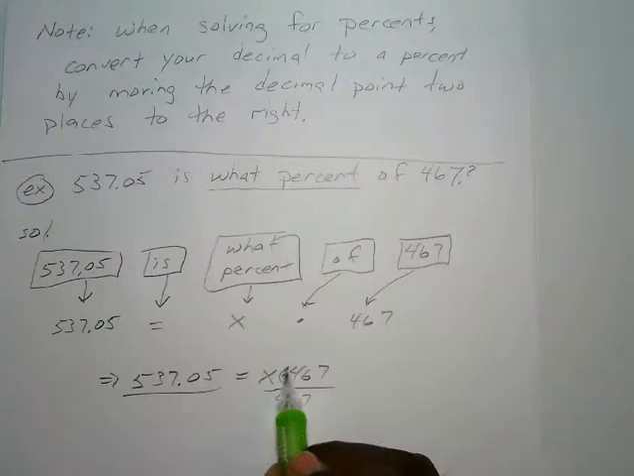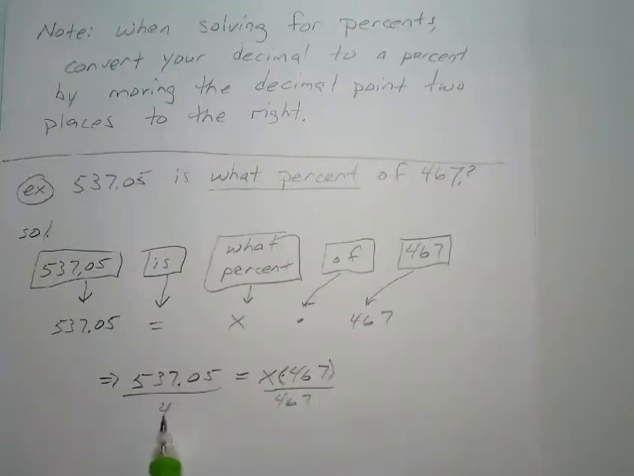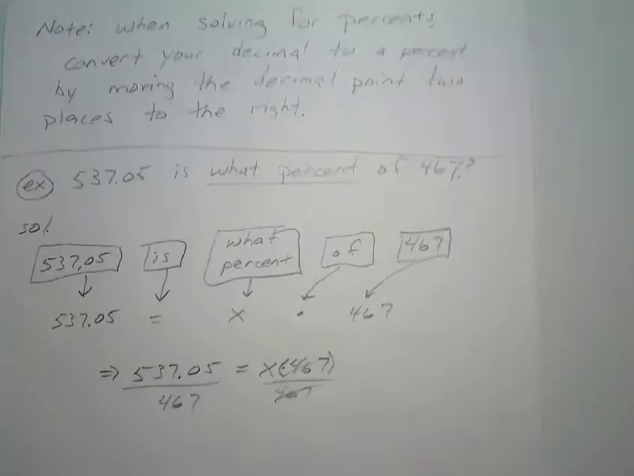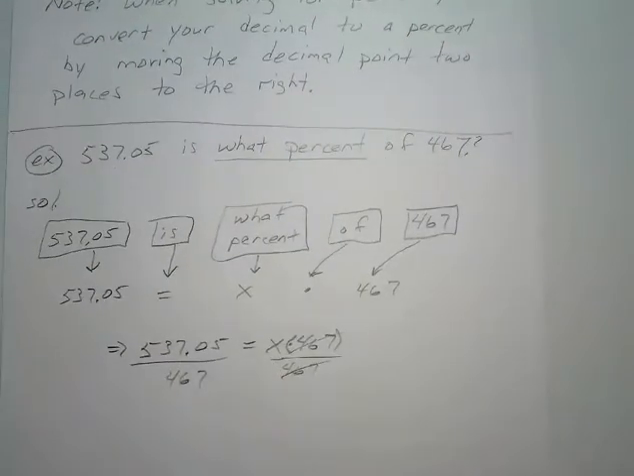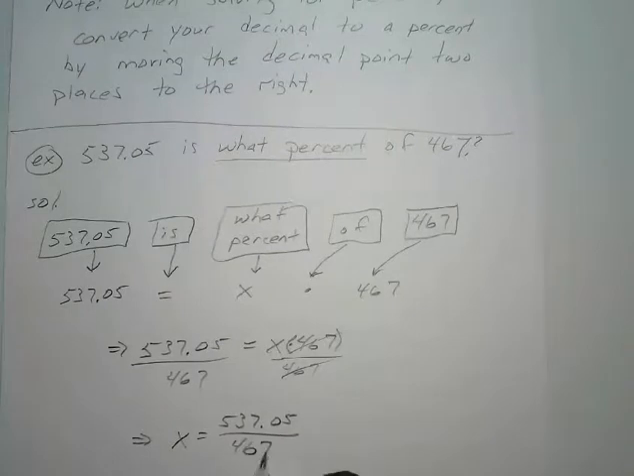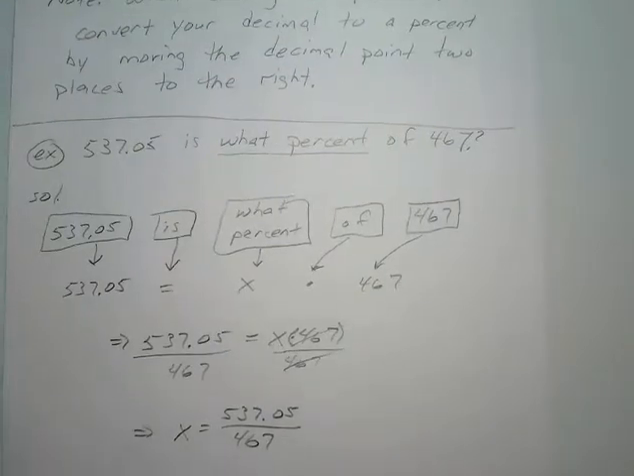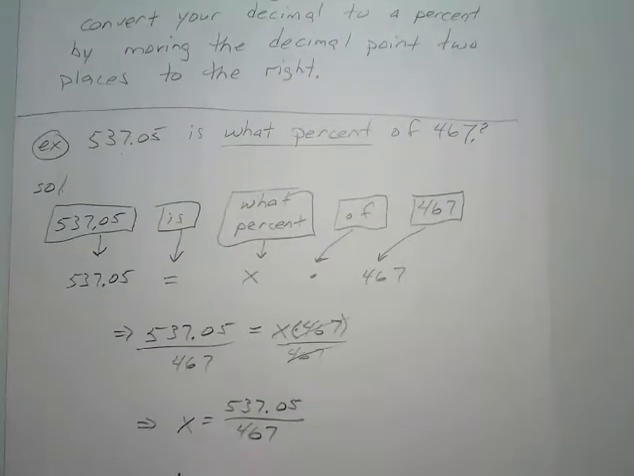I'll put the parentheses instead of that so it doesn't look like a decimal. Okay, so those two cancel each other out. So I'm just going to go ahead and switch this around because for some reason I like my variables to be on the left. So x equals 537.05 over 467. Okay, and actually that is equal to 1.15.